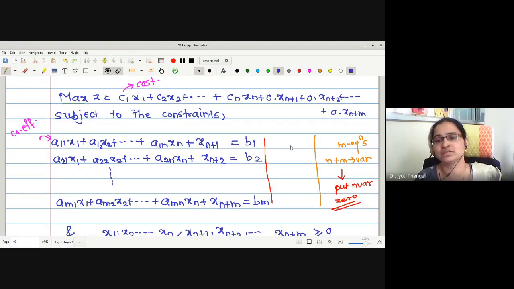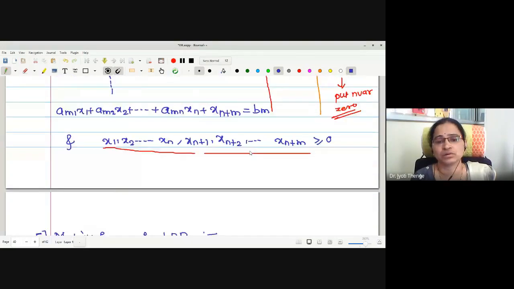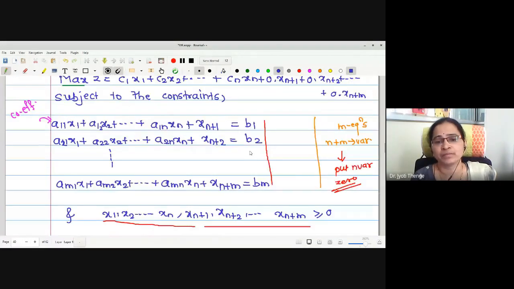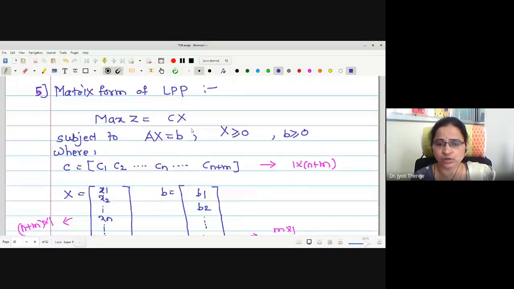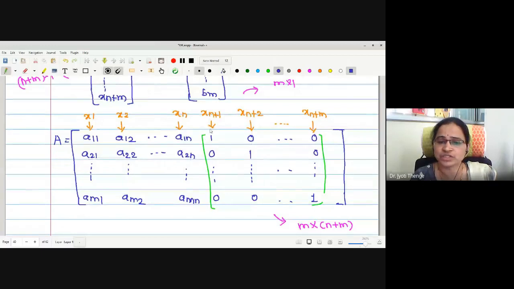We don't know whether this is the optimal solution or not, but this is the initial basic feasible solution. Why is it basic? Because if I plot the coefficient matrix by putting x1 to xn value 0, which variables are considered as the basic variables? Xn plus 1, xn plus 2 up to xn plus m. These variables are taken to be the basic variables, and these original variables will be treated as the non-basic variables.